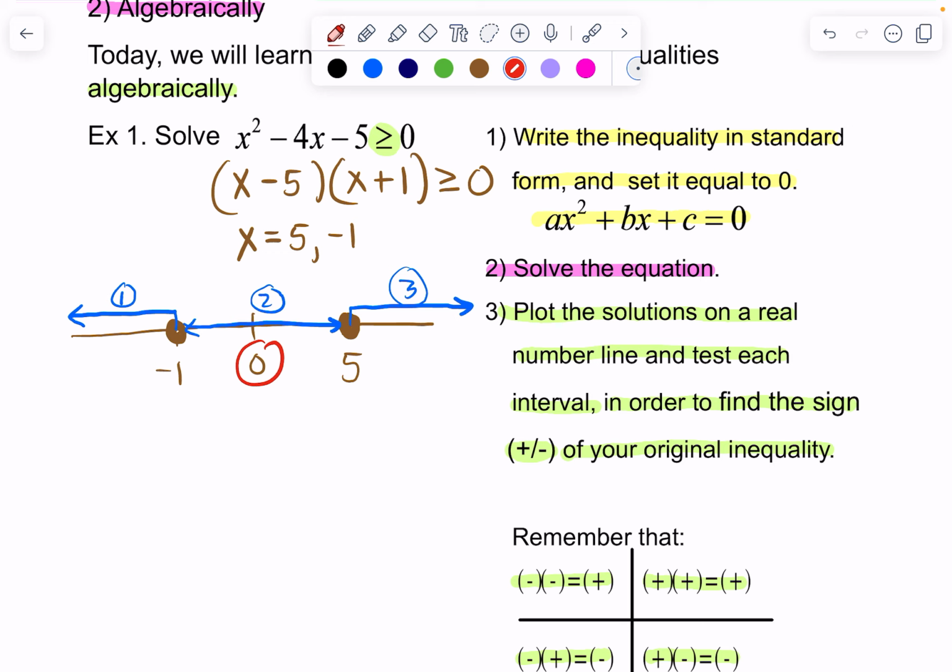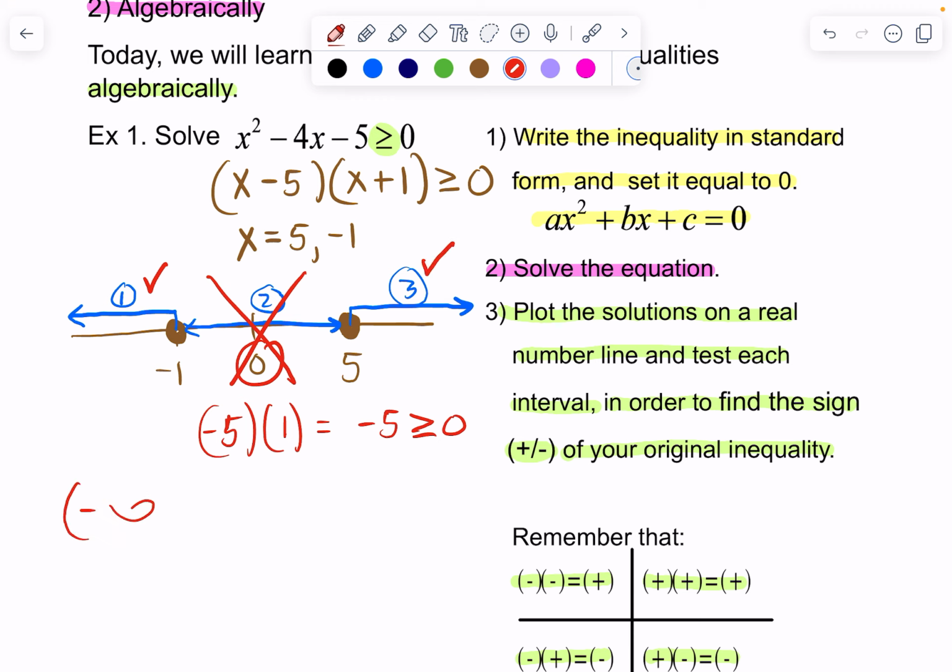So I have x minus 5, which is negative 5, times 0 plus 1, which is 1, and that is negative 5, but negative 5 is not greater than or equal to 0. So test zone 2 does not work, so that means test zone 1 and 3 work. So that means that my solutions are from negative infinity to negative 1 in union with 5 to infinity.